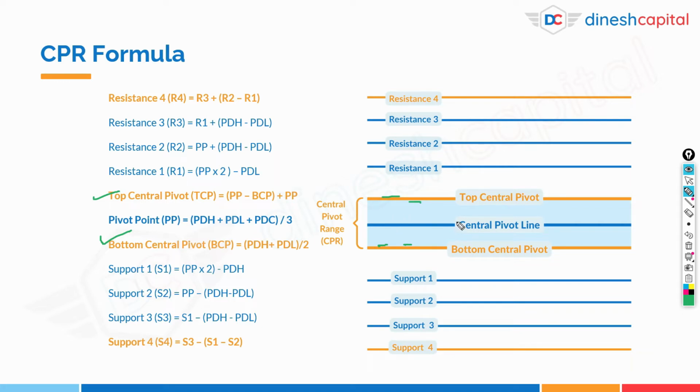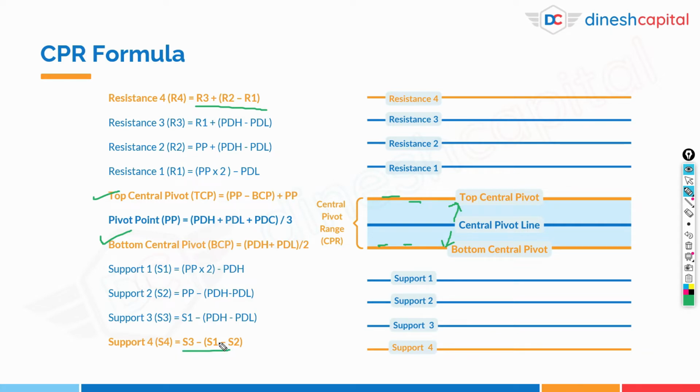Whatever the level above the central pivot line is the top central pivot, and whatever the level below the central pivot line is called the bottom central pivot. Hope you can understand this. I'm not going into detail. And here we have R4. R4 is derived from all the three resistance levels, and S4 is derived from all the three support levels.